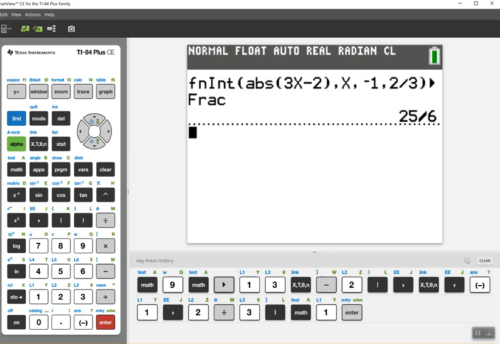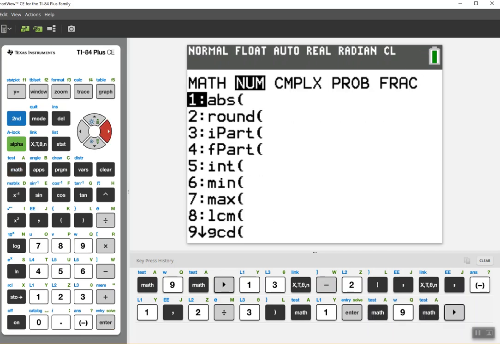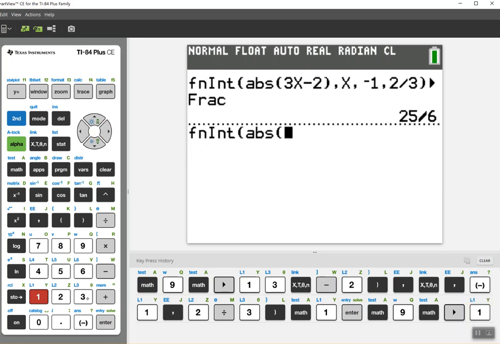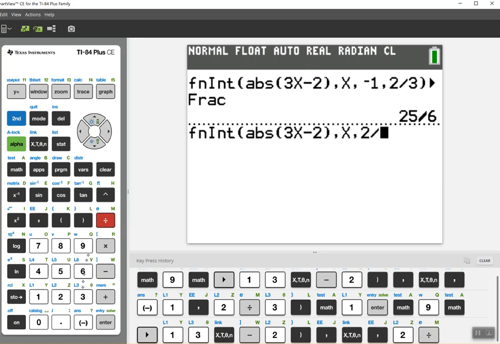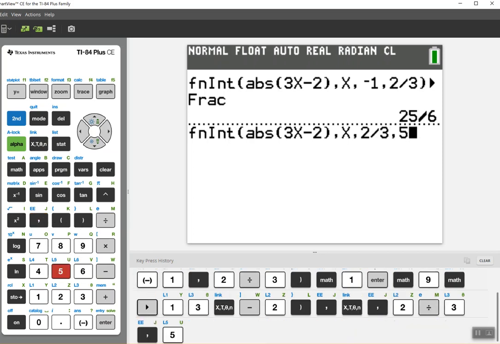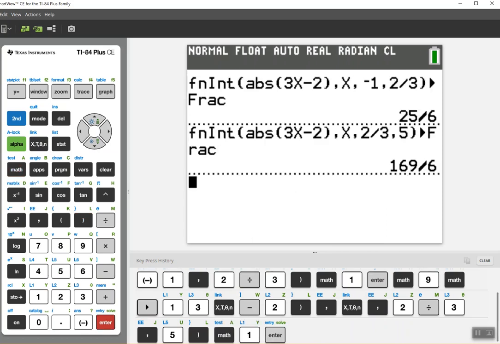Now this time it's not a decimal anymore. It converts it to a fraction for me. So the first fraction is 25/6. What about the second one? So again, math 9, and then absolute values, math 1, and then 3x minus 2 again, with the variable x, and this time from the border, 2/3, all the way to 5. And then again, math 1 to make it into a nice fraction.